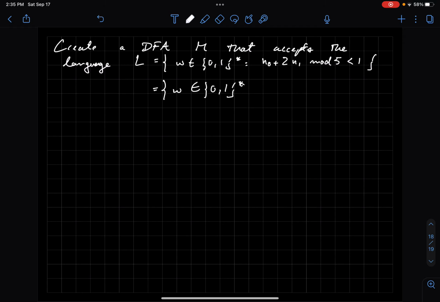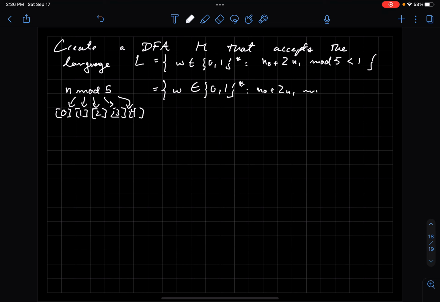because if I have an integer n and I take it modulo 5, then I can have either 0, 1, 2, 3, or 4, right? This is an equivalence relation, okay? Because any other integer is going to be in one of these equivalence classes. So if I want the modulo to be strictly less than 1, then the only way this can happen is if the modulo 5 is equal to 0.